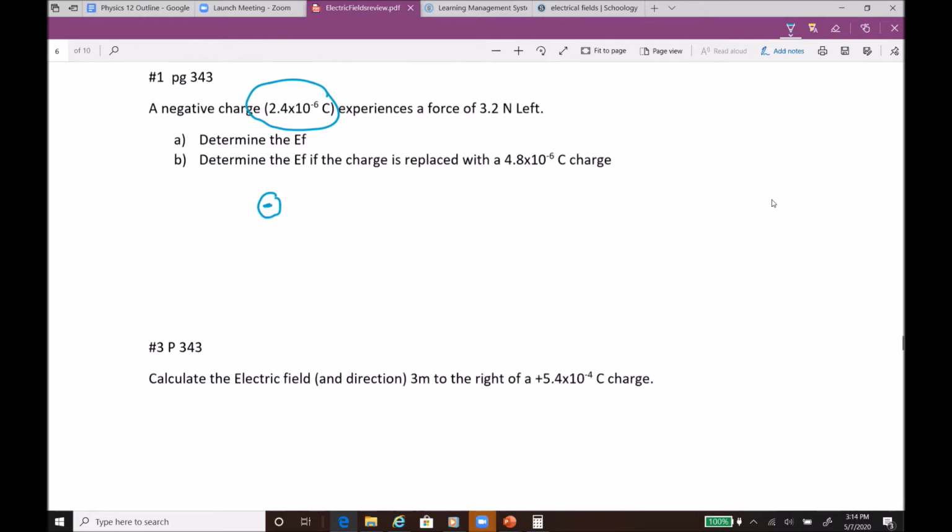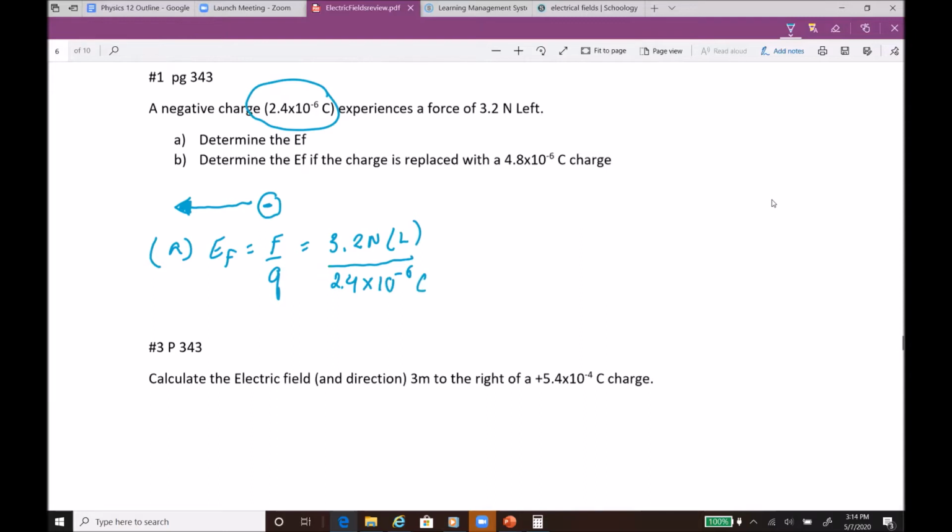So we're going to figure out the E field. All right, so that's the first part. Now it says it experiences a force to the left, so there's a force going that way. Okay. All right, so A, determine the electric field. The electric field is the force per unit charge, because remember, the unit is newtons per coulomb. So it's going to experience a force of 3.2 newtons to the left, and the charge is 2.4 times 10 to the minus 6 coulombs.